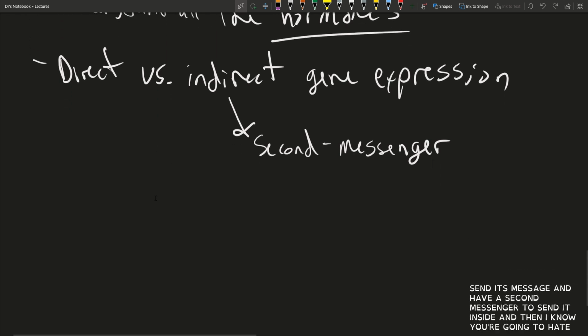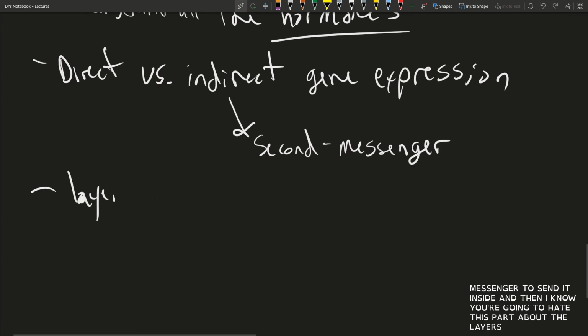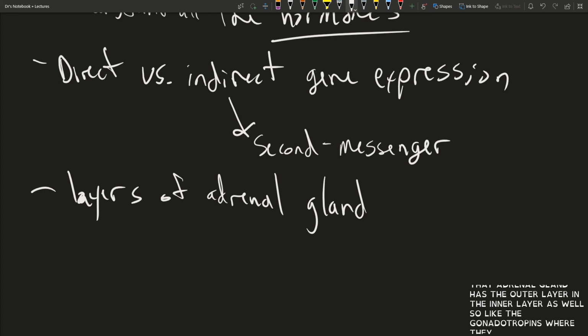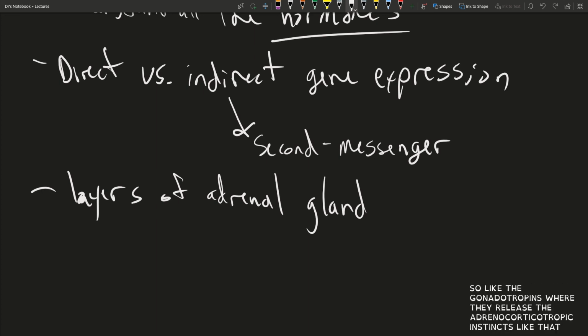And then I know you're going to hate this part, but the layers of the adrenal gland. So you have the adrenal cortex, the adrenal medulla, and we drew it in our workbooks, and we also looked at the image of it in the virtual lab too. So make sure you understand what's produced where, and what's produced in each layer. Very important that we understand the different layers of that adrenal gland. It has the outer layer and the inner layer as well. So like the gonadotropins, where they're released, the adrenocorticotropins, things like that. And you'll review those and you'll be okay. And there's that one question from the virtual lab you'll want to review there.